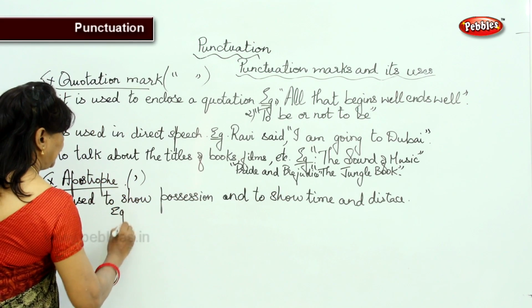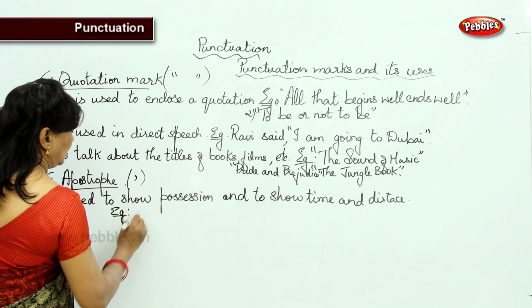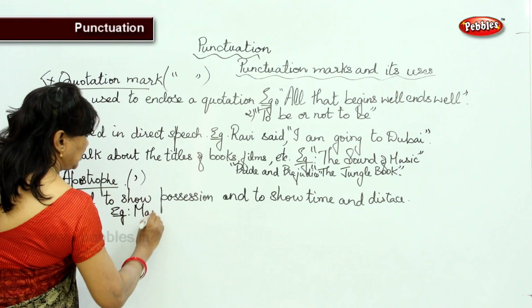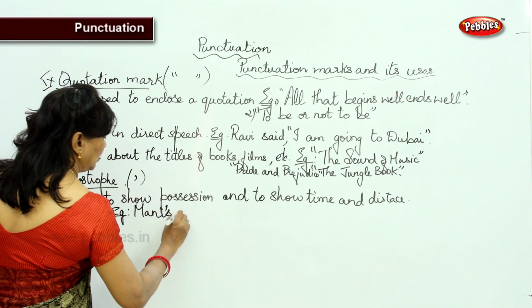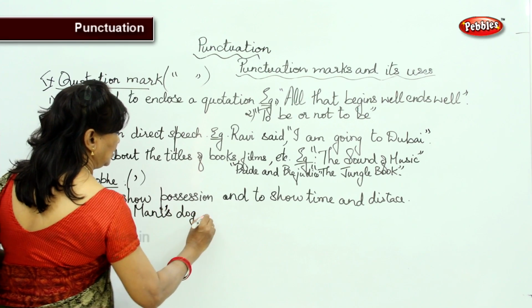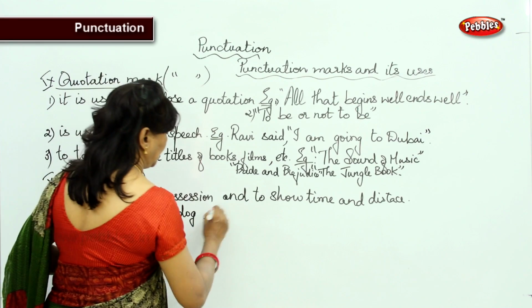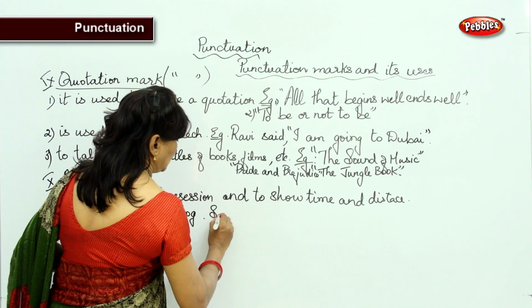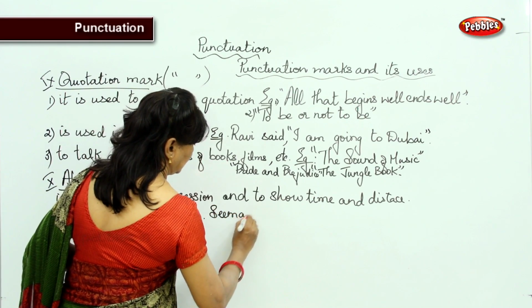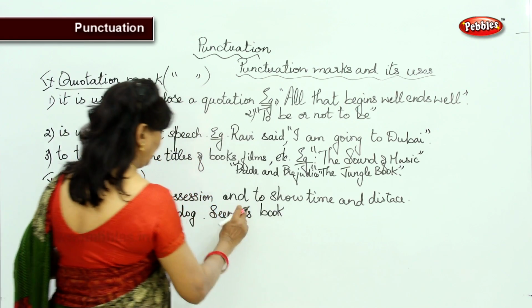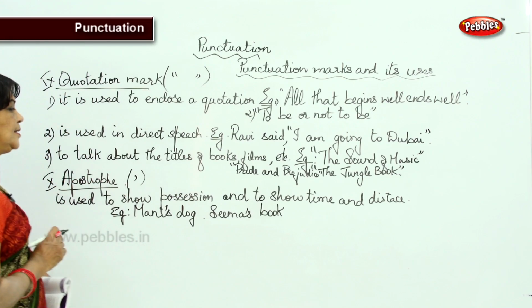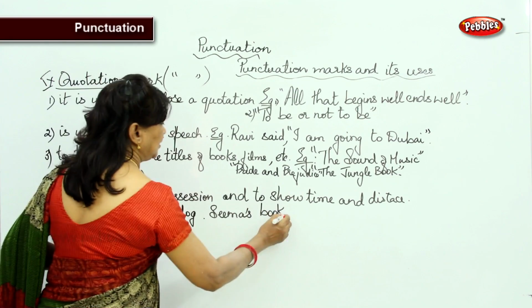Okay, example, Mani's dog, Seema's book. See, we put the apostrophe to show possession.